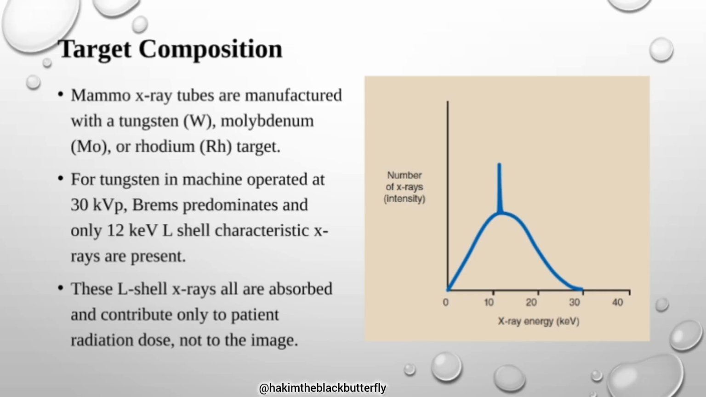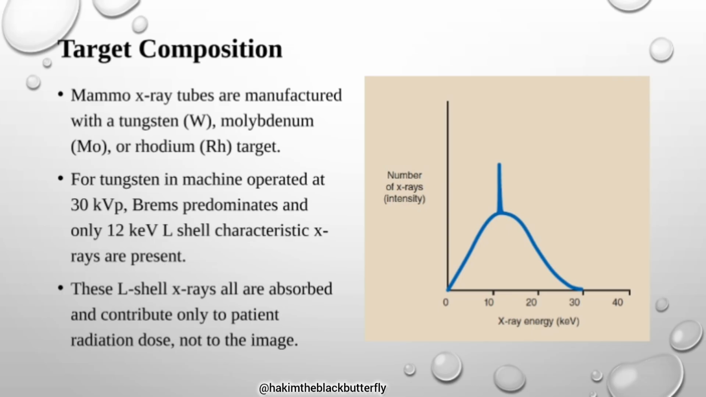Okay, target composition. Mammo X-ray tubes are manufactured with a tungsten, molybdenum, or rhodium target. For tungsten, in a machine operated at 30 kilovolts peak, Bremsstrahlung X-rays predominate, and only 12 kiloelectron volts L-shell characteristic X-rays are present. Remember, with tungsten, the K characteristic X-rays stand at 56 kiloelectron volts.